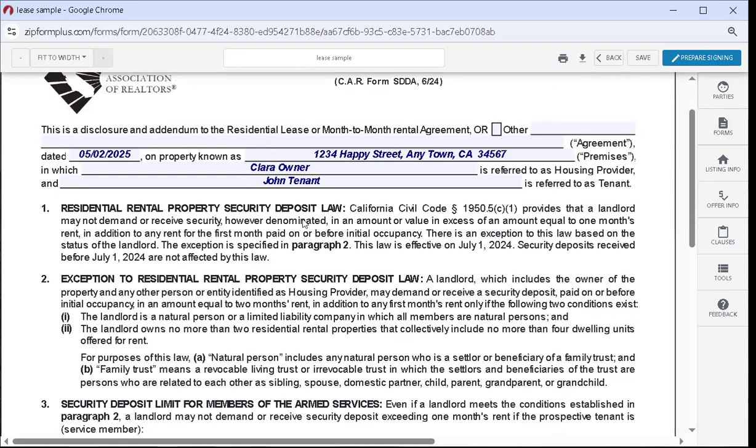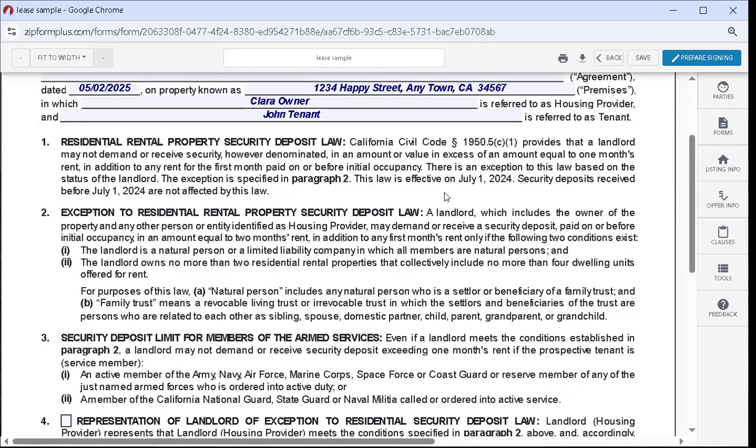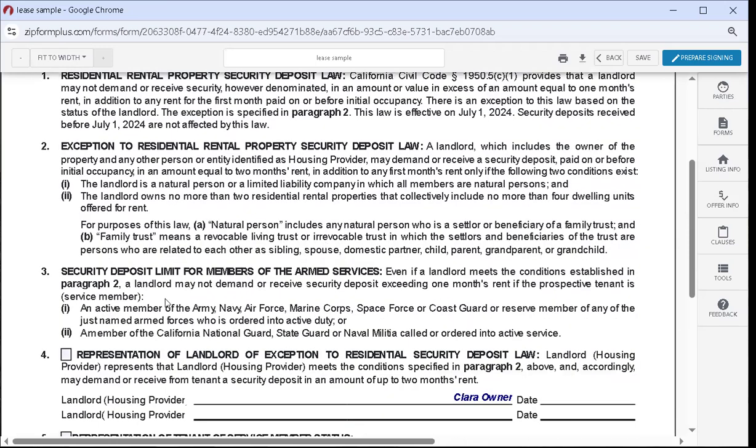Residential rental property security deposit law provides, and they haven't updated this form, that a property owner may not demand or receive a security deposit, however denominated. Meaning don't cut it up and think that because you're making it a key deposit, you can get more money than the $3,000 in our example. It's $3,000, period, or an amount or value in excess of one month's rent. There are exceptions listed in number 2, so you can read that.